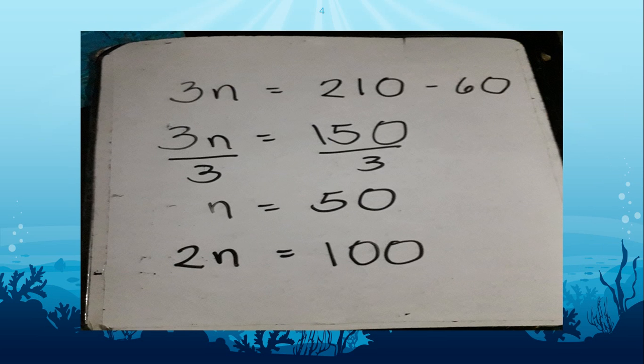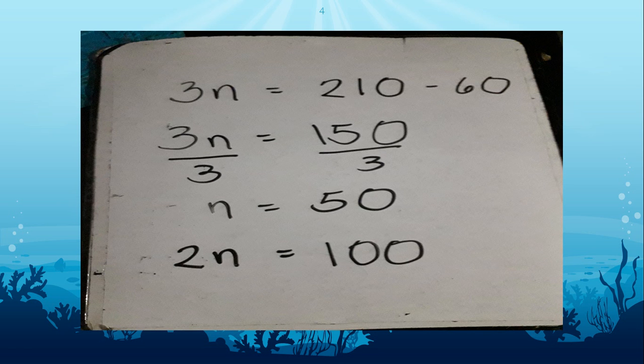Solving for the value of n, we need to transpose 60 or use the addition or subtraction property of equality. So we have 3n is equal to 210 minus 60, and simplifying the right hand side of the equation, 210 minus 60 is equal to 150. So that's 3n is equal to 150.